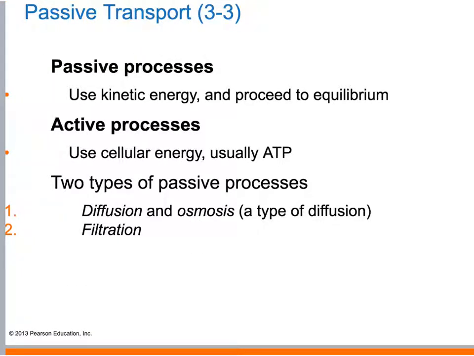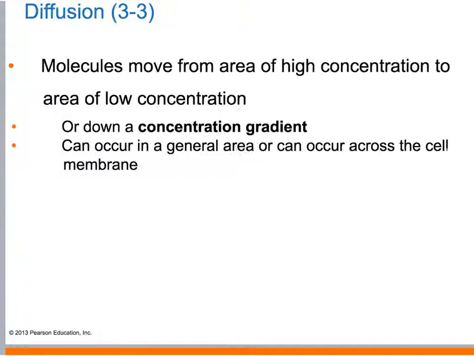Now we're going to begin the types of transport there are. There are passive processes that use kinetic energy to proceed to equilibrium. And then there are active processes that use cellular energy, specifically ATP. There are two types of passive transport or passive processes: diffusion and osmosis. Osmosis is a type of diffusion, and filtration.